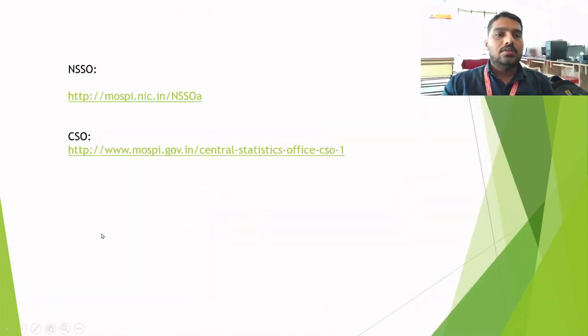Next point is NSSO and CSO. What do NSSO and CSO mean? As per the Ministry of Statistics and Program Implementation, MOSPI, these 2 organizations, 2 offices, are working to find out planning or economical planning of the country, or to find out some progressive reports of the country.